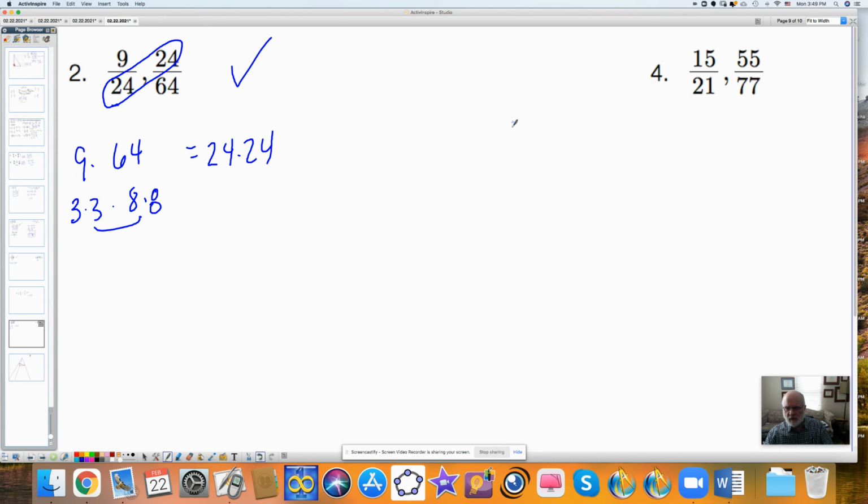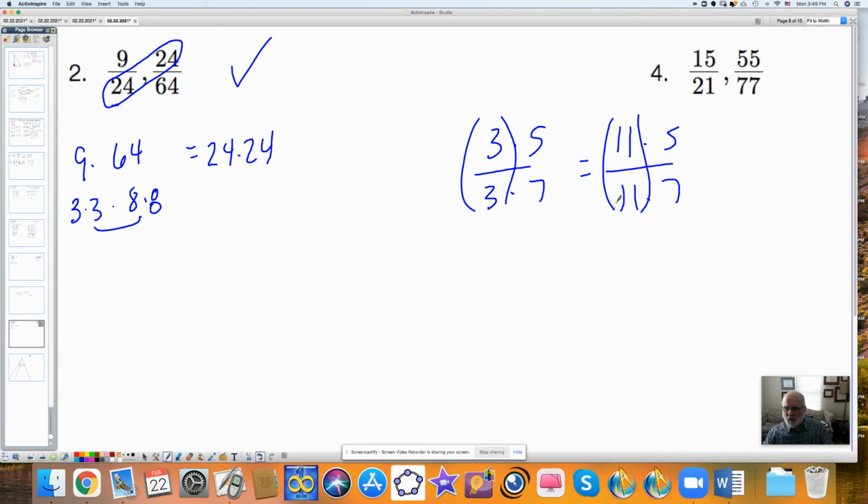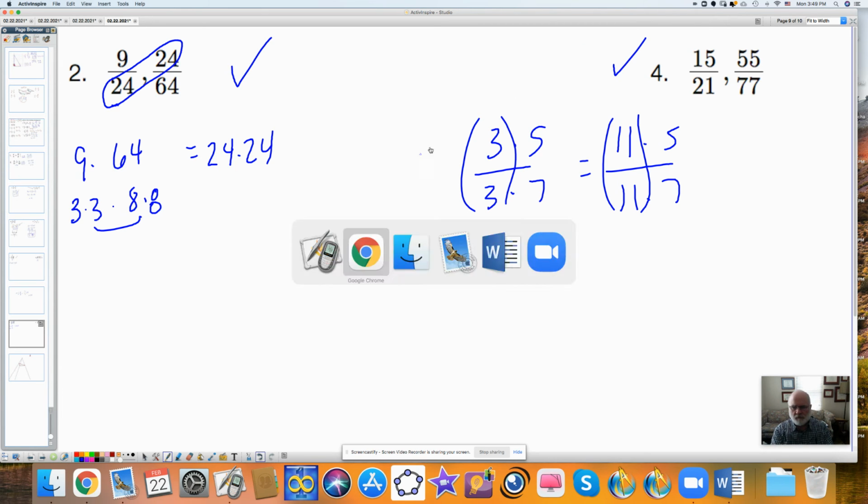Here, you might not recognize it. These two numbers have a 3 in common. This is 3 times 5, and this is 3 times 7. That's like 1 times 5 times 7. These have a denominator in common, 11. 11 times 5 and 11 times 7. This is like 1, so 5 over 7 is equal to 5 over 7. So those are equivalent.